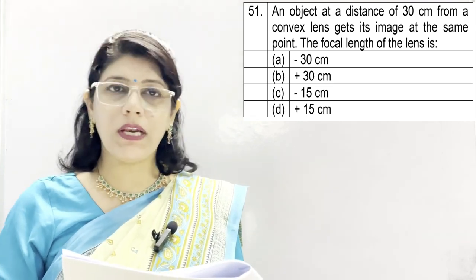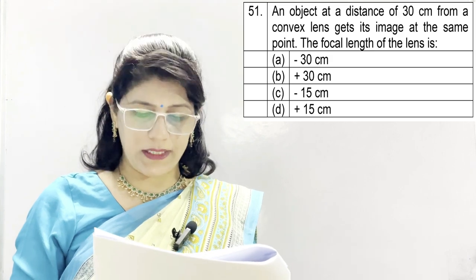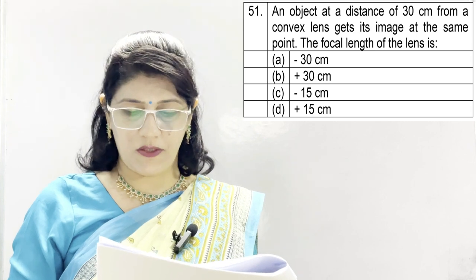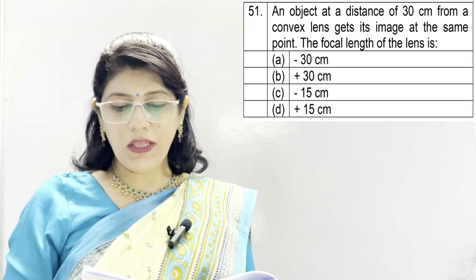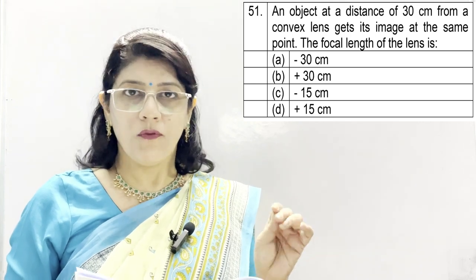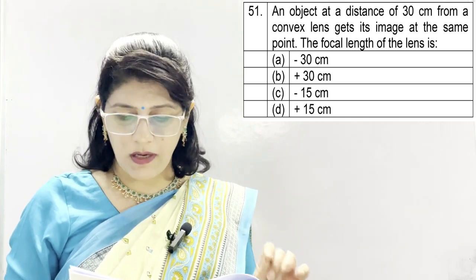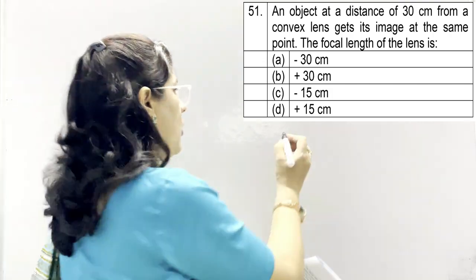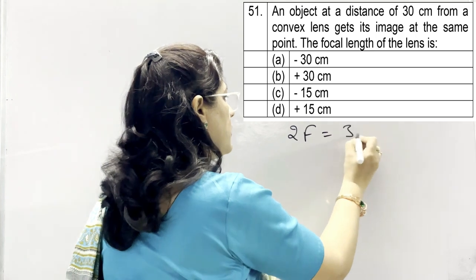The focal length of the lens is, options given are -30 cm, +30, -15 and +15 cm. Now we know when the object is placed at 2f, only then the image will be formed at 2f. It means here the image is forming at 2f. So focal length of the lens, 2f is equal to 30.